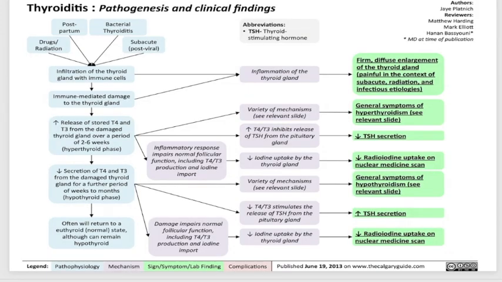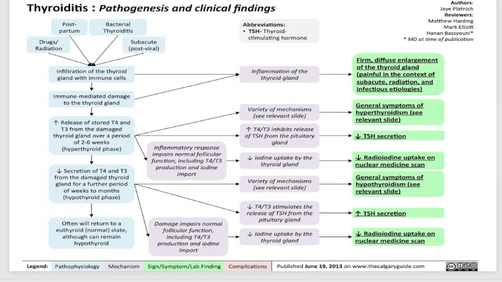So the other thing that happens with the thyroid gland is that we get a thyroiditis. So this is an inflammation of the thyroid gland, and it can be multiple causes. So we have a postpartum thyroiditis, we have a bacterial, we have a viral, we have drugs, radiation induced. Basically, what happens is we get infiltration of immune cells into the thyroid gland. It's immune mediated damage. There are certain things that are more consistent with one thyroiditis versus the other.